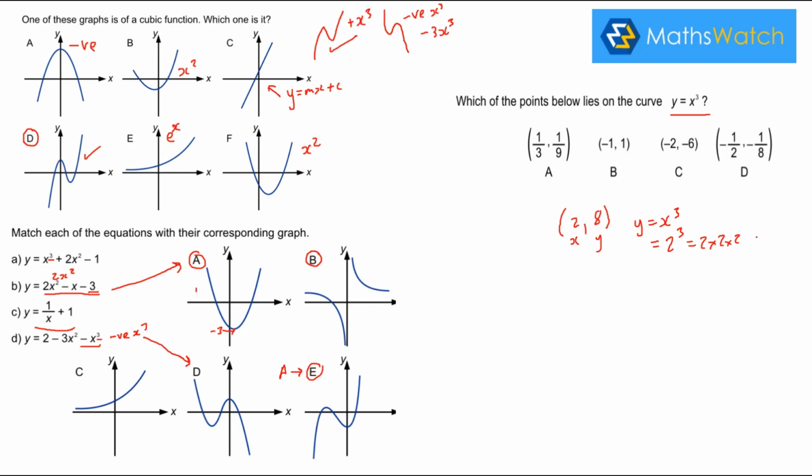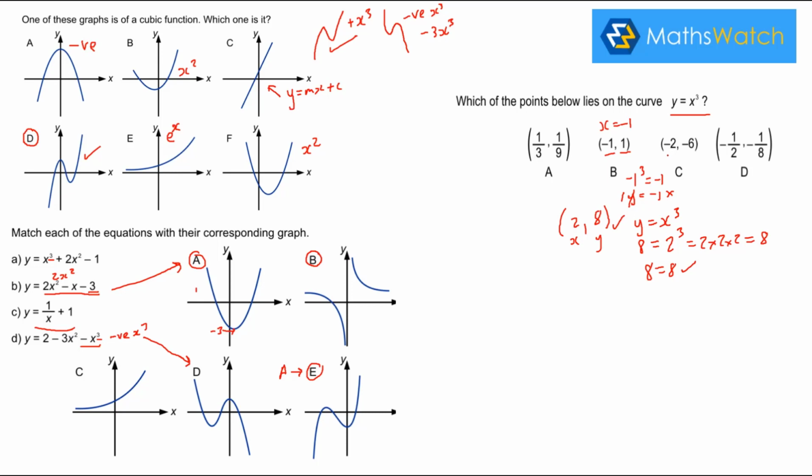Remember that? The common mistake people make is to say it's 6. It's not 6. That's adding the 2s together. And so 8 equals 8, so this must lie on the curve. So -1 cubed. When x equals -1, what's -1 cubed, guys? That is -1. So does y equal -1? Well, it doesn't, because y equals 1 here. So that can't be right.